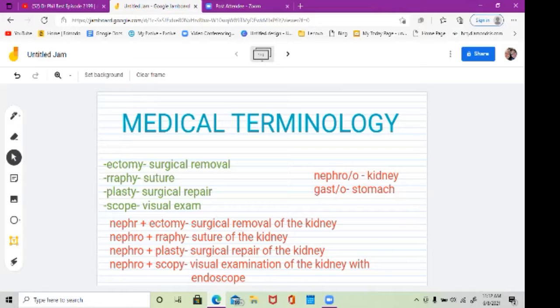Okay, prefixes. Nephro is a kidney. This should have an R. Gastro, it's Gastro. Sorry about that typo, guys. Means stomach. Okay, let me know when you guys have that written down.